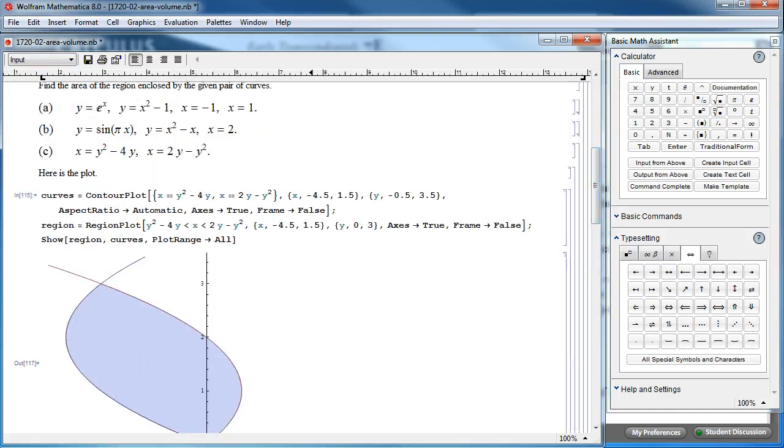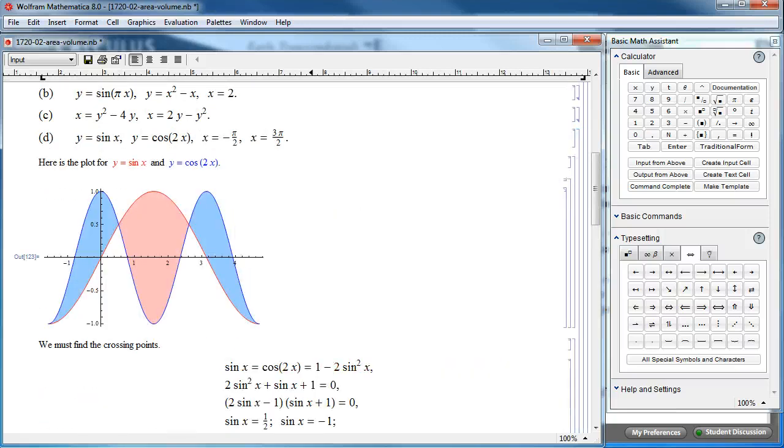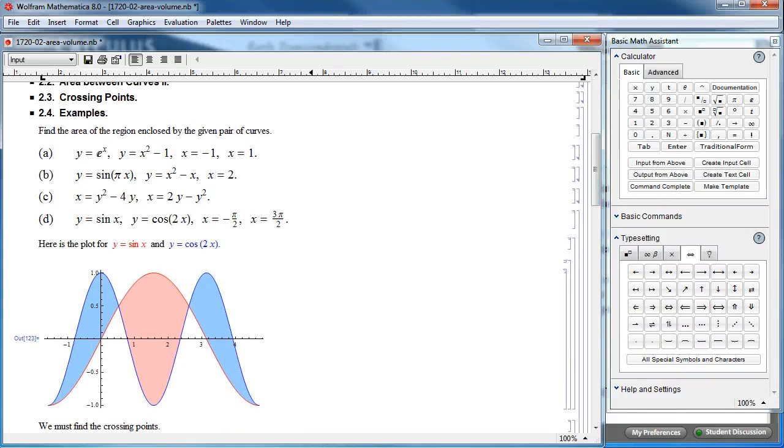Okay, let's move on to the main example. How about this one? Let's look at the graph, and this is going to be a problem because we have additional crossing points down here and there, and consequently we have a positive region, a negative region, and a positive region. So if you integrate from negative pi over 2 to 3 pi over 2, you're not going to get the correct answer. So the first thing you have to do is find the crossing points and then separate this interval into 1, 2, 3 separate regions and integrate them separately.